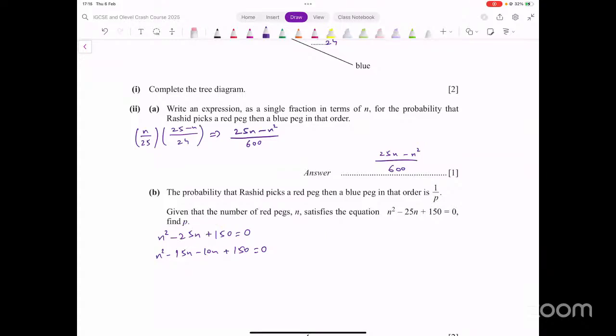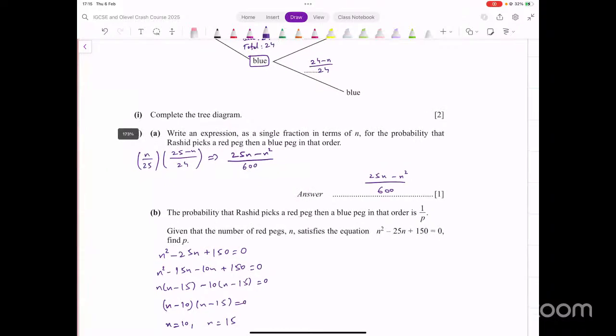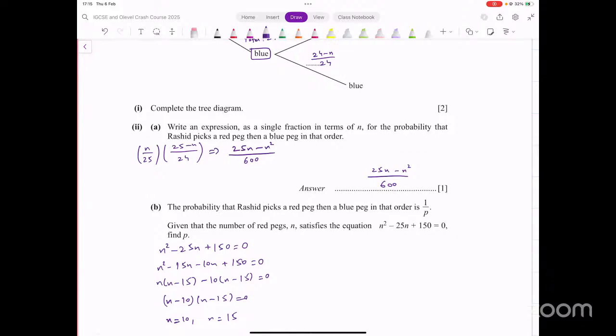So you need two numbers which when added give you 25. So there are 15 and 10. We can break it down like this: minus 15n minus 10n plus 150. And now we get n times (n minus 15) minus 10 times (n minus 15), which is (n minus 10)(n minus 15), and you get n equal to 10 or n equal to 15. These are the two values of n that we get. That gives you the number of red pegs. It's either 10 or 15.